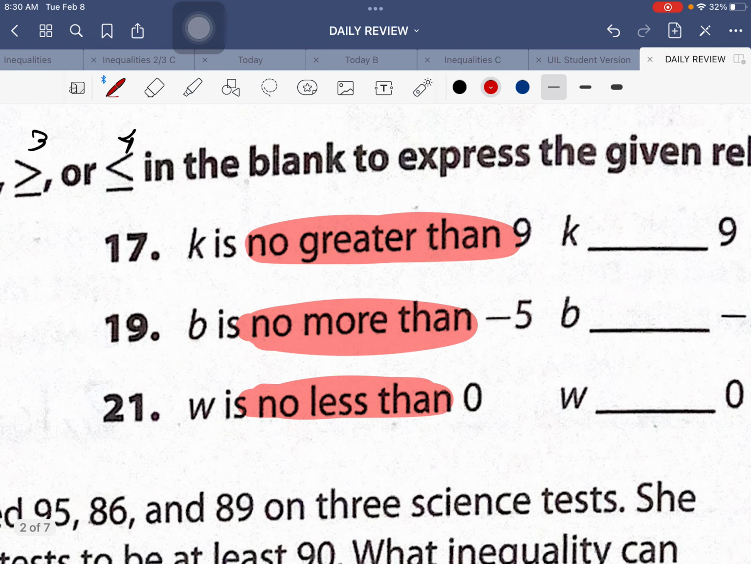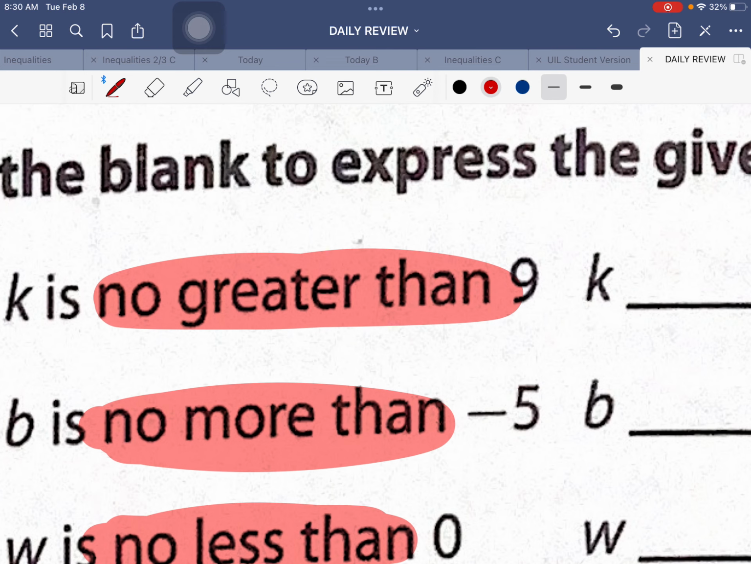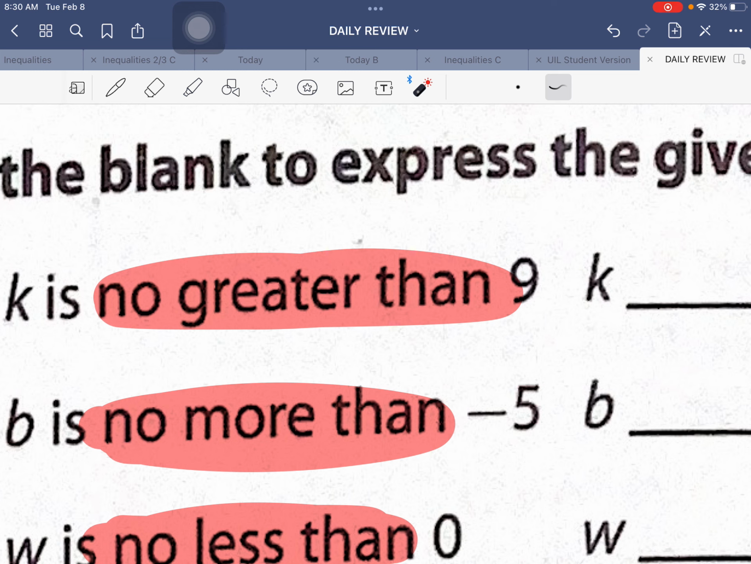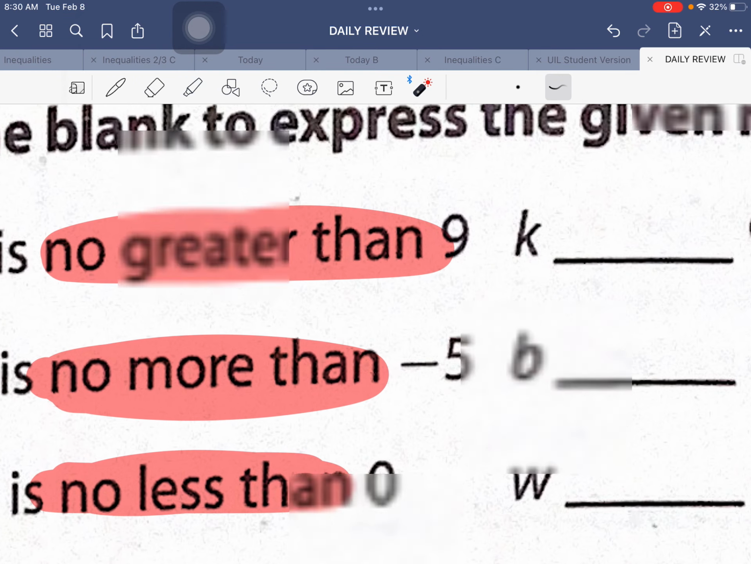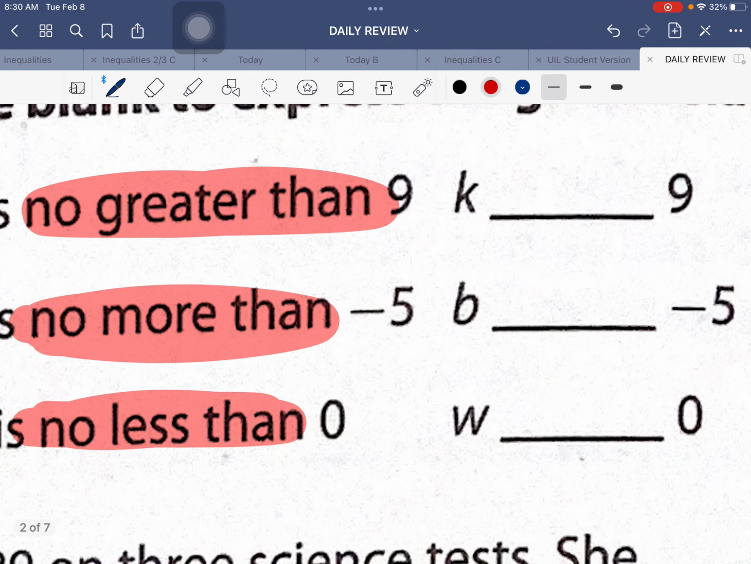Now, what about no greater than? Less than or equal to? Oh, yeah, you said it. Less than or equal to. Why less than? Because it says no greater than. And no greater than means no greater. No greater means no puede ser más grande. It cannot be greater. So, less than or what? Equal to. Wait, okay. It can be 9, but not greater than 9.